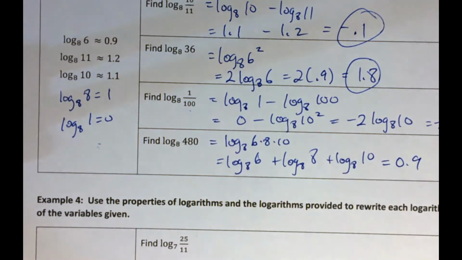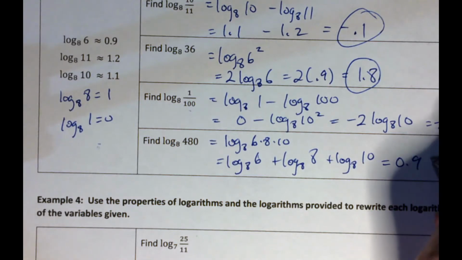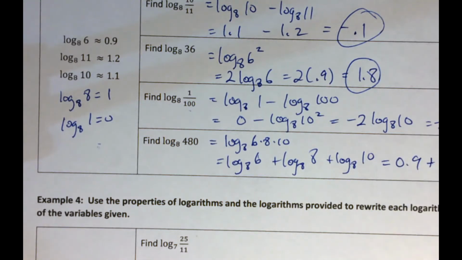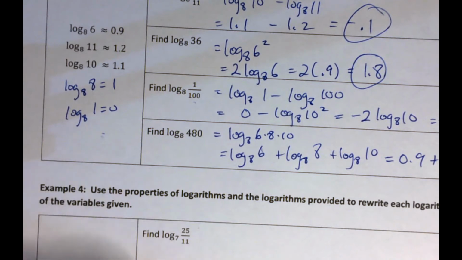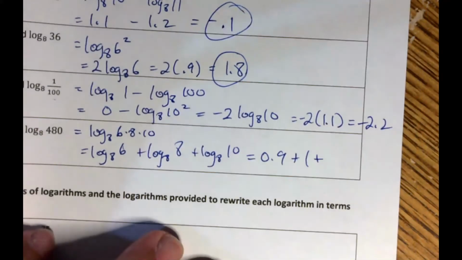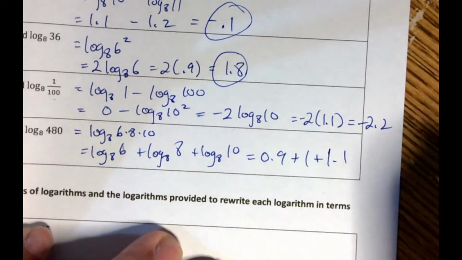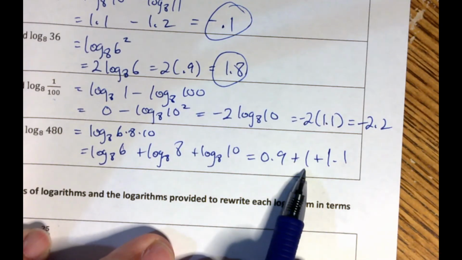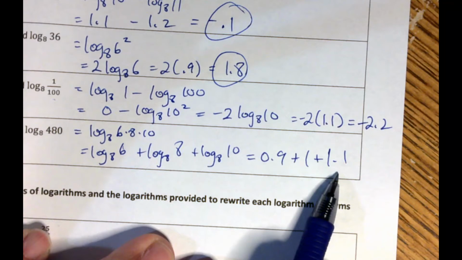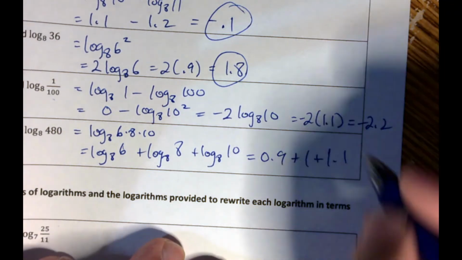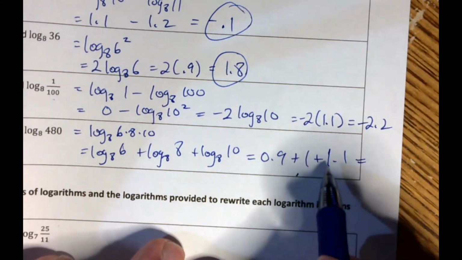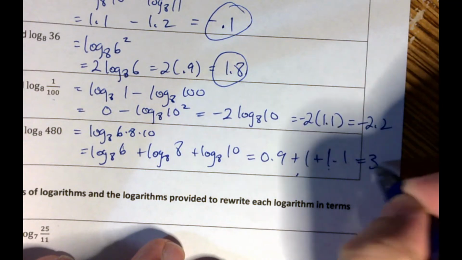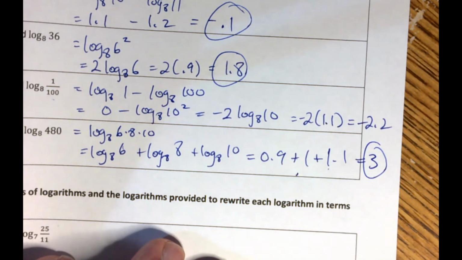Log base 8 of 8 is 1. Log base 8 of 10 is 1.1. Right? So that's the log base 8 of 6.1 is log base 8 of 8, and 1.1 is log base 8 of 10. So this ends up being 2.13. Final value of 3. All right, that's it for those.